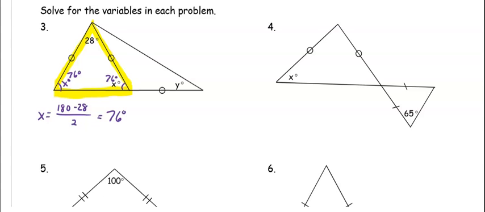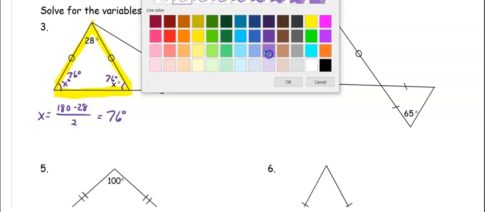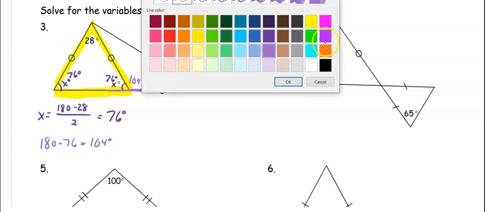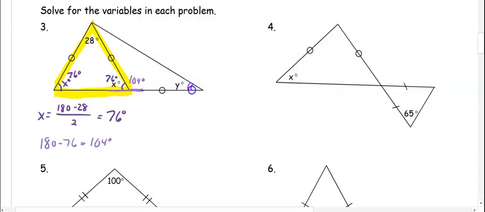Now, we need another angle in the other triangle. So what we can do is use this straight line, and we can do 180 minus 76 to get us 104 degrees. Then to get y, we know that that's another isosceles triangle. So y and this other angle is also going to be y. So y is going to equal 180 minus 104 divided by 2, which is going to get us 38 degrees.